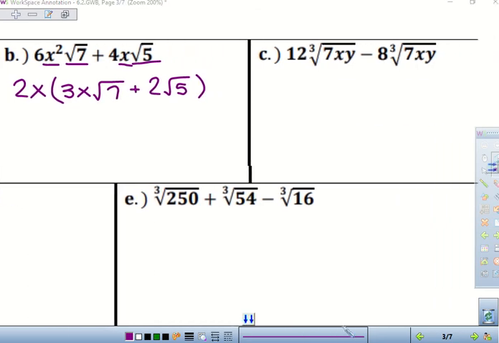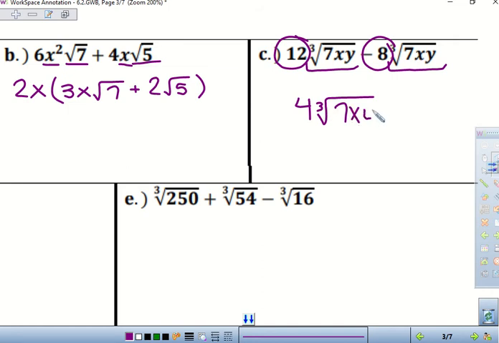Next one here, as you can see, we have the same radical with the same index, right? Because of that, we can just combine the coefficients. So what is 12 minus 8? Good. So the answer is 4 third root of 7xy. Any questions about that?